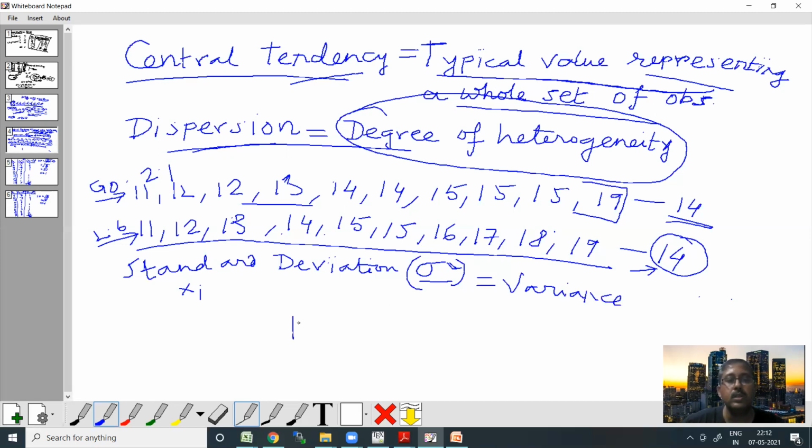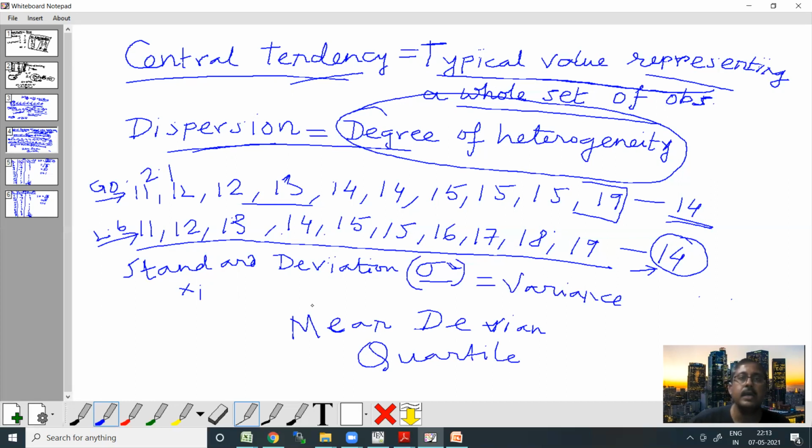Like this, we can also use some other measure like the mean deviation, which is basically nothing but a summation of the absolute value of xi minus x bar, instead of the squared value, and then divided by n. That's known as the mean deviation, right? And there is one more concept, which is the concept of quartile, or we can use that as a quartile deviation. So we will look into that concept in the next lecture.